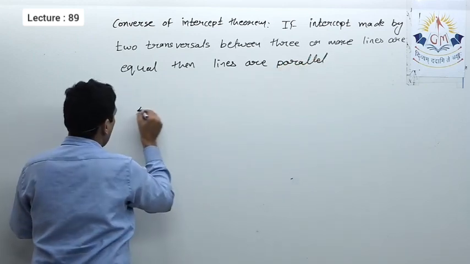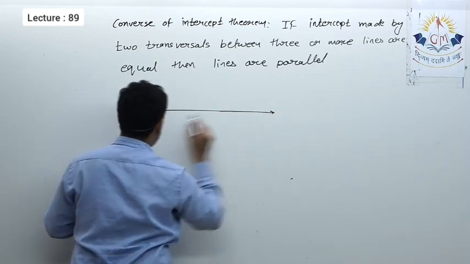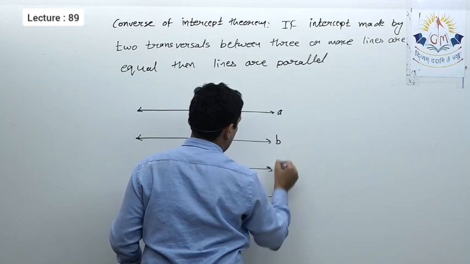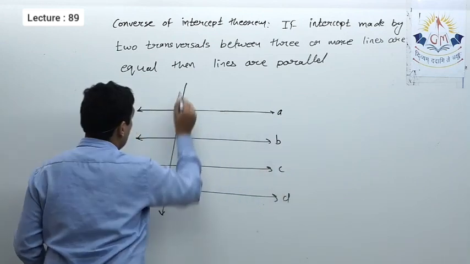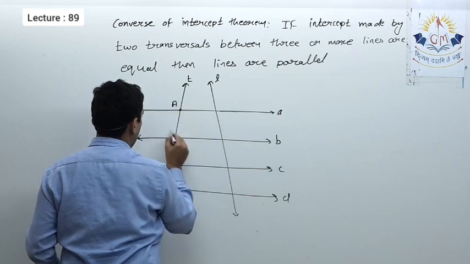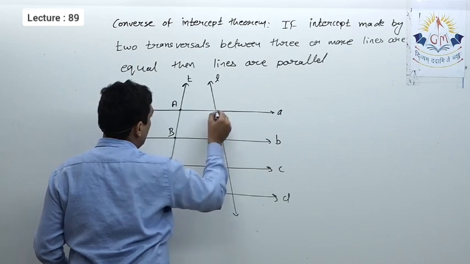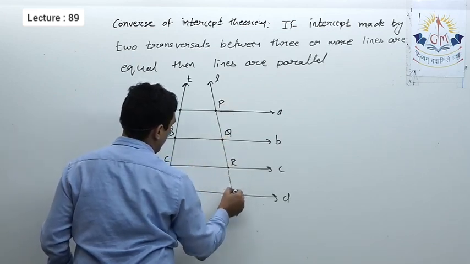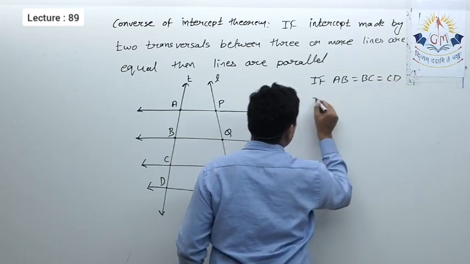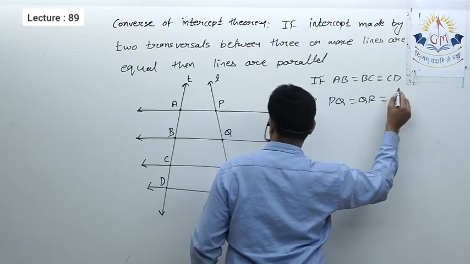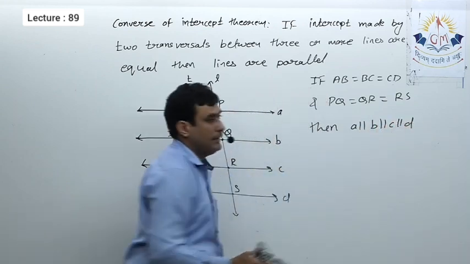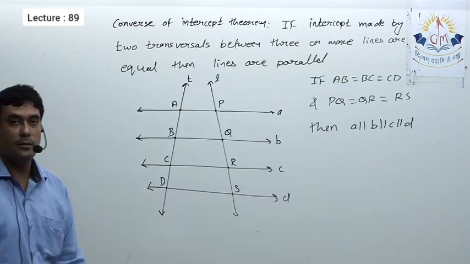For example, suppose I take lines A, B, C, D, and there is a transversal T and there is a transversal L. Now if we have AB equal to BC equal to CD and PQ equal to QR equal to RS, then A parallel to B parallel to C parallel to D. So note it down, then we'll start the midpoint theorem.